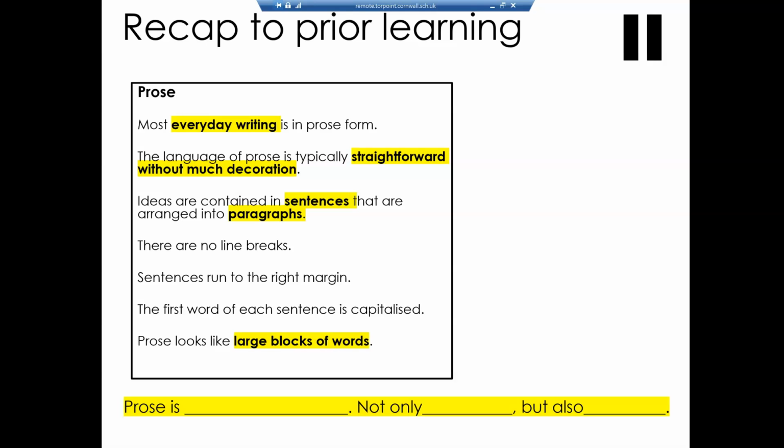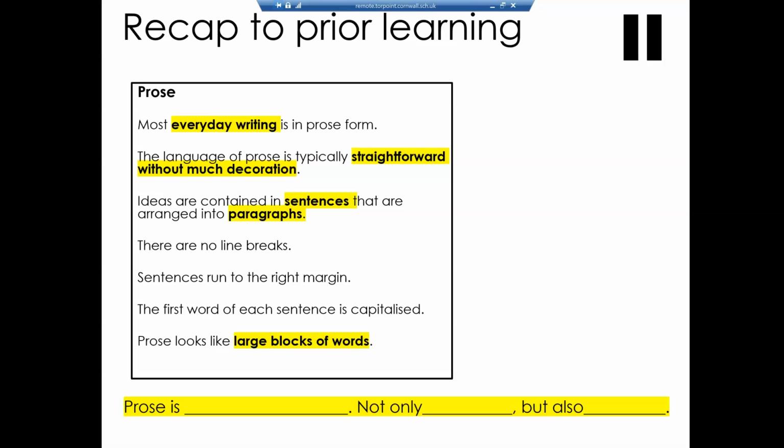In prose, our ideas are contained in sentences, and those sentences are arranged into paragraphs. There are no line breaks. Sentences will run to the right margin. The first word of each sentence is capitalized. So prose looks like large blocks of words.